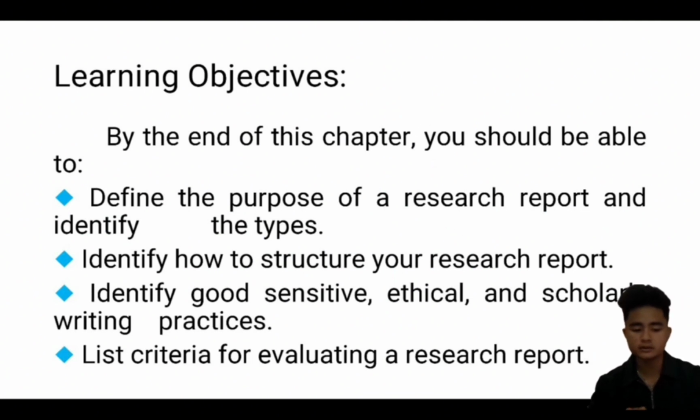First one is learning objectives. By the end of this chapter, you should be able to define the purpose of a research report and identify the types, identify how to structure your research report, identify good, sensitive, ethical, and scholarly writing practices, and list criteria for evaluating a research report.